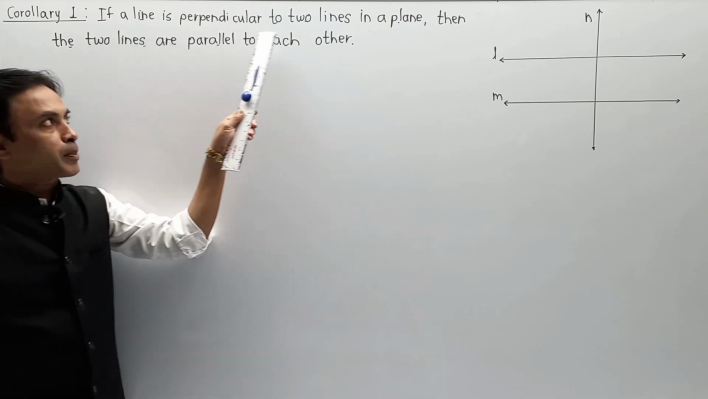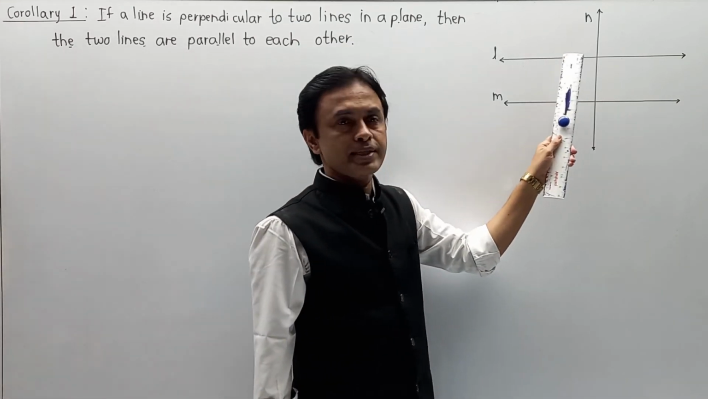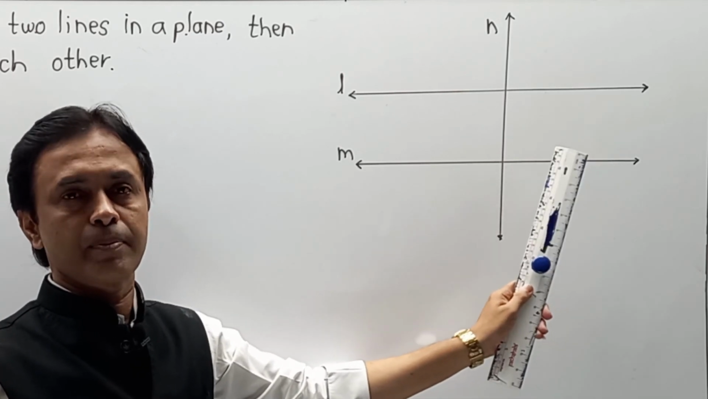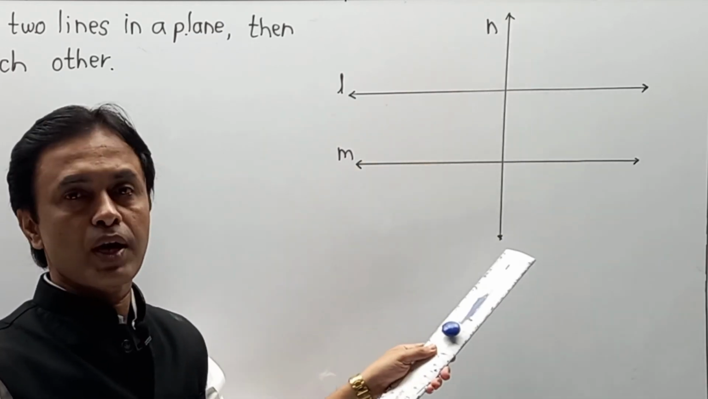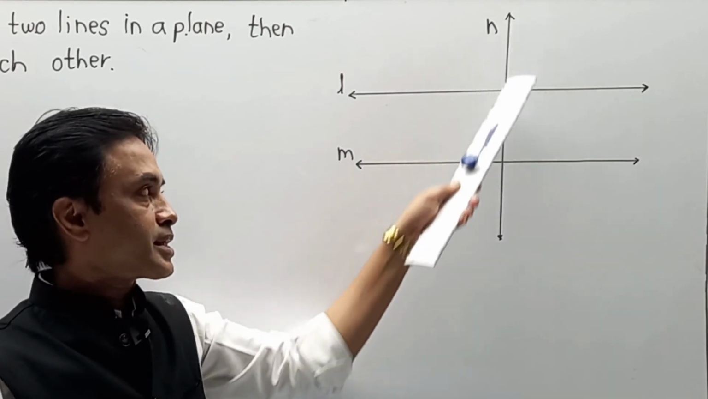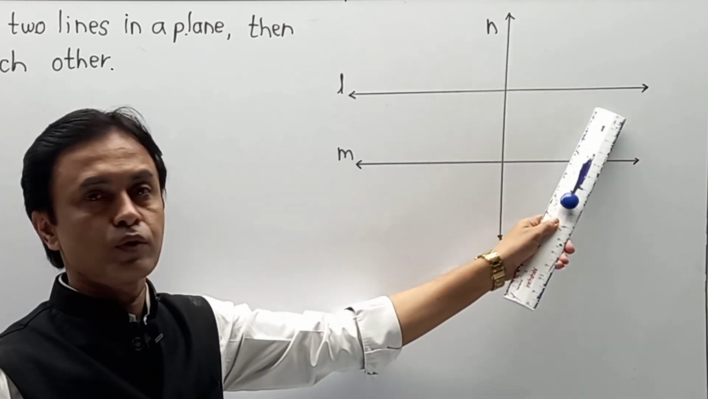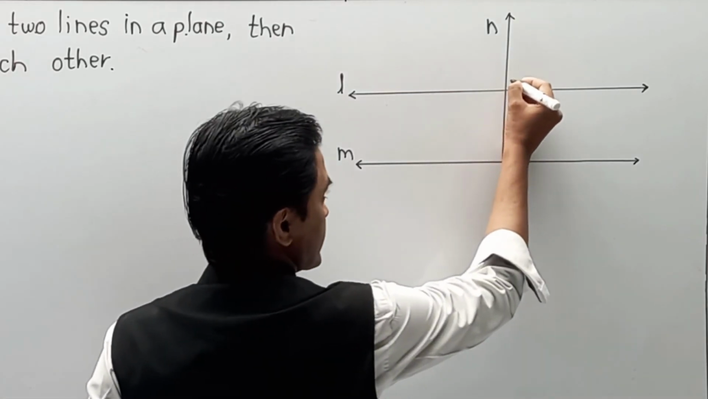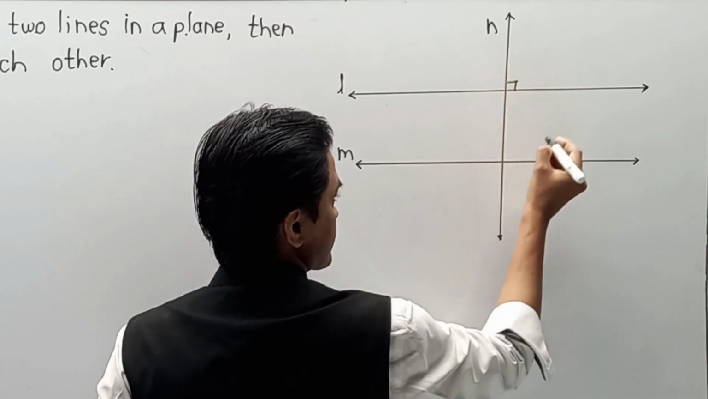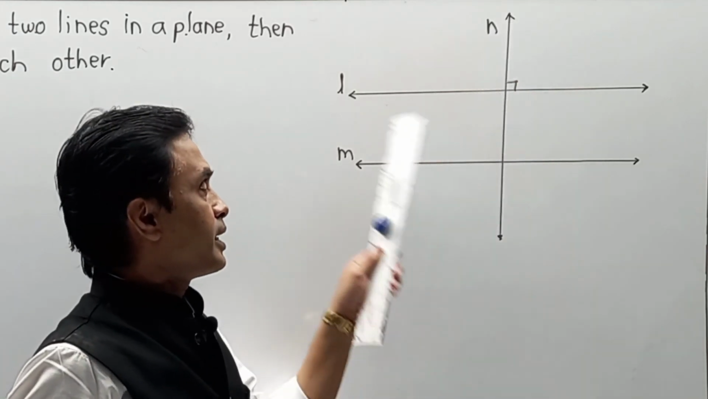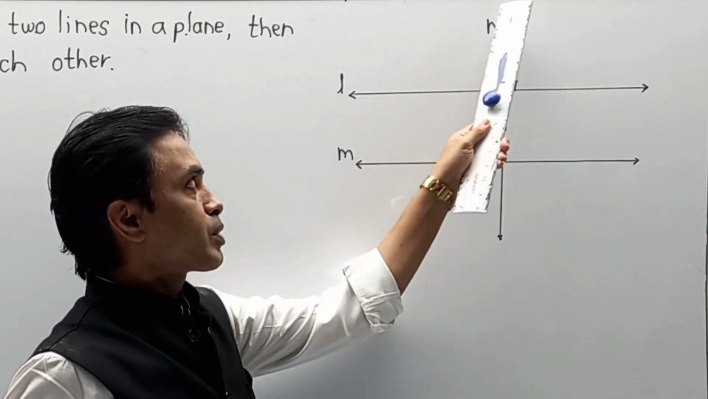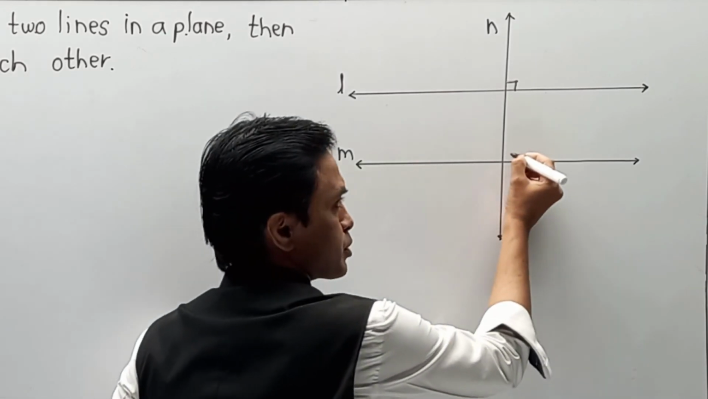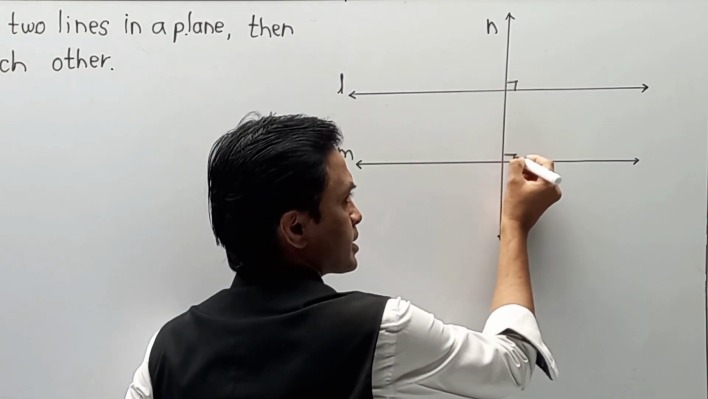It means if a line is perpendicular to two lines in a plane, you can see that I have drawn line L and another line M. Definitely both are in the same plane, and there is one transversal called N that I have drawn. And this transversal N is not only perpendicular to the first line but also the second line. The indication of a perpendicular line we are going to draw like this. Now this line N is perpendicular to line L, as well as this line N is also perpendicular to line M. It means it is perpendicular to both L as well as M.